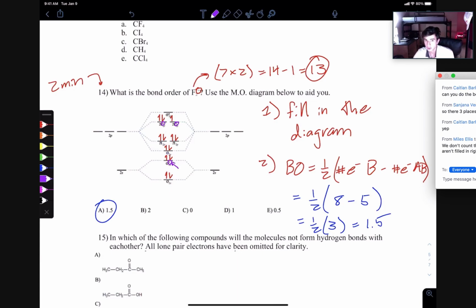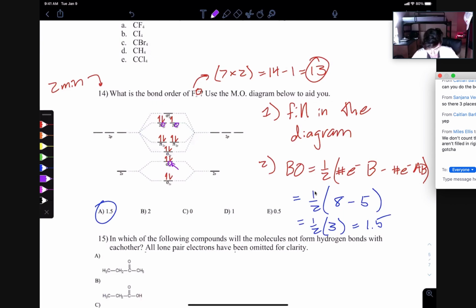Okay, so now let me go. Okay, yeah, you don't count them if it's not filled in. You're only counting the number of electrons that are inside of either a bonding or an anti-bonding orbital. And again, they'll always give you the diagram on the exam. Okay, so let me go ahead and go through these other problems now.